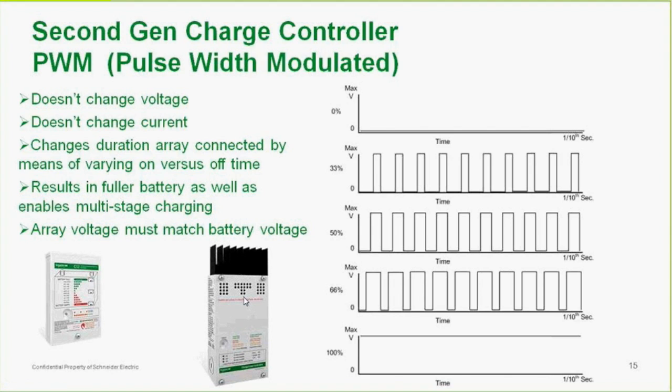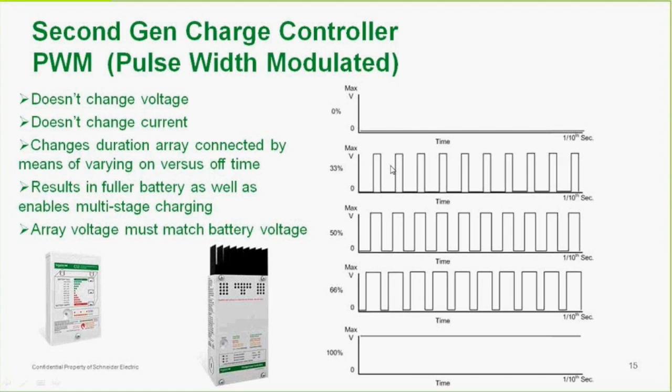The C40 will operate 12, 24, or 48 volt battery banks at 40 amps. The C60 will operate 24 and 48 volt battery banks. And we also have a C35 that will do 35 amps at 12 or 24 only. But a key to the function of these are the first two statements here. They do not change the voltage, and they don't change the current. They're just a switch, but a high-frequency switch.